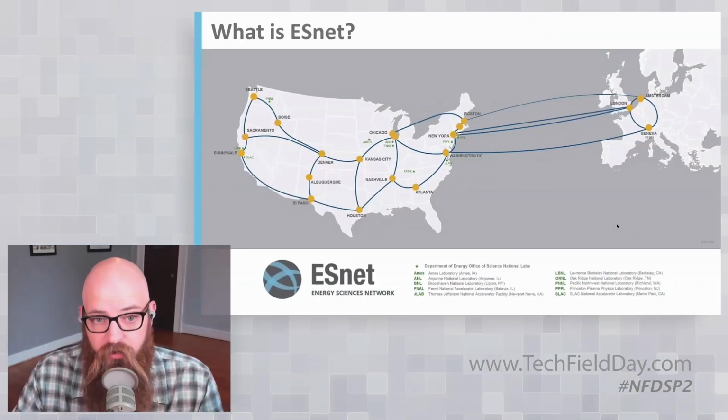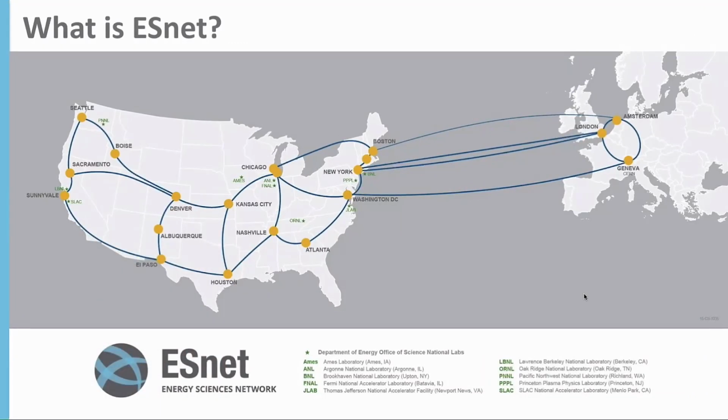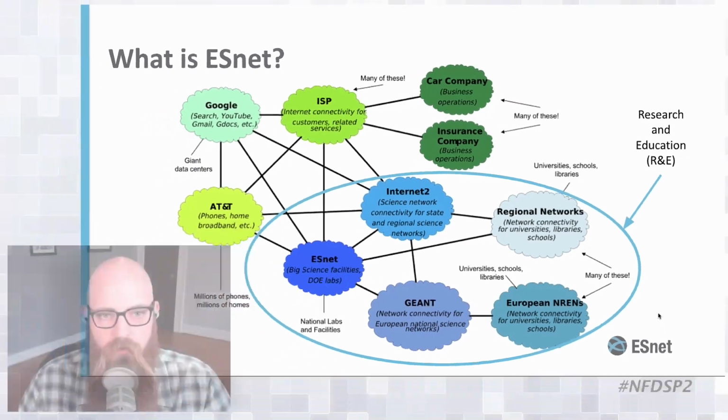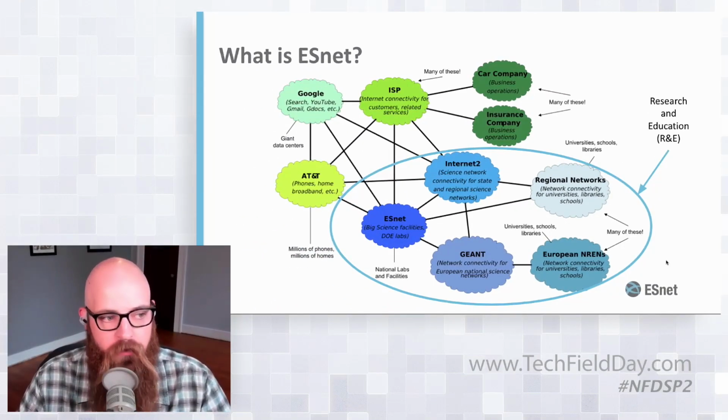ESnet is a service provider style network, but we aren't really your normal service provider. As you can see here, we have a footprint that spans the continental US, goes over into Europe, and includes international transatlantic links, things of that sort. We connect with a bunch of international networks, but we're a little bit different. If you look at the internet as a whole, which is what this picture is, you can see this blue circle over a bunch of these clouds. These clouds are research and education networks. So ESnet falls into the research and education network category.